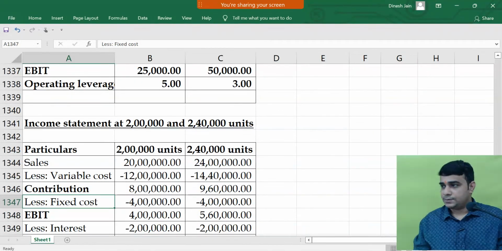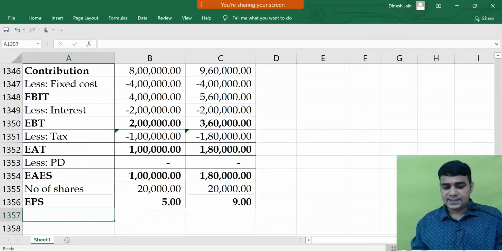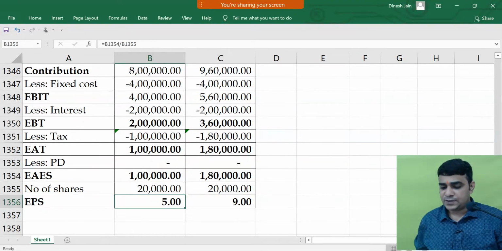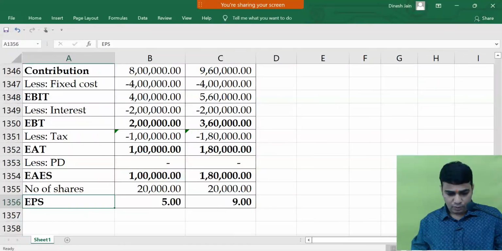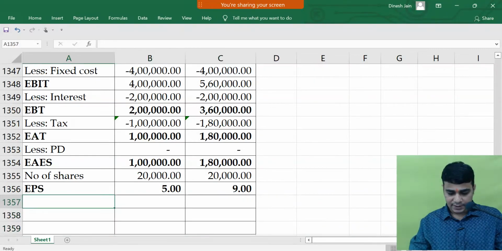Any doubts on this? Now, the question's requirement was, what is the percentage increase in earnings per share? From 5 rupees it has gone up to 9 rupees, which is a 4 rupee increase or an 80% increase. Also, they want us to calculate OL and FL, operating leverage and financial leverage.